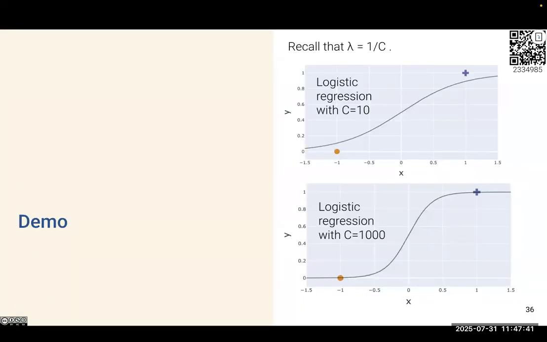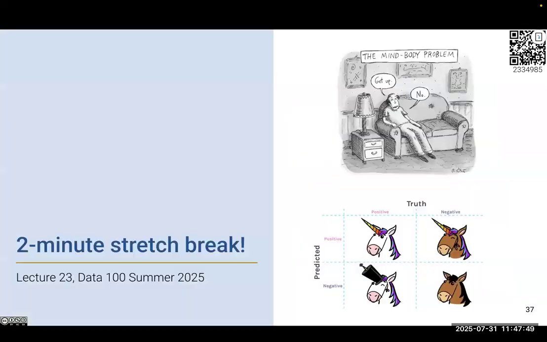Any questions on theta blowing up to infinity and why that might not be good? All right, then let's take a quick break. After we return, we'll finish up logistic regression.